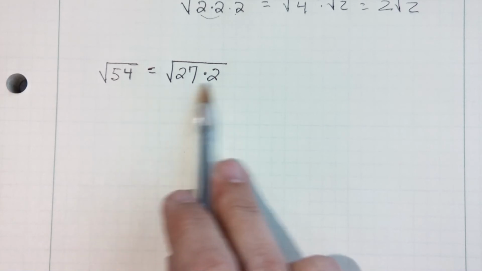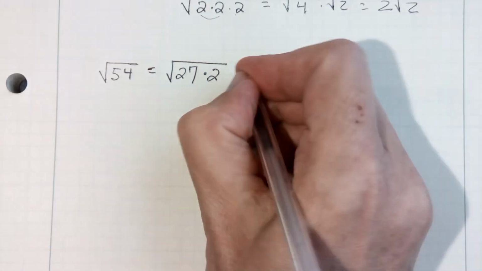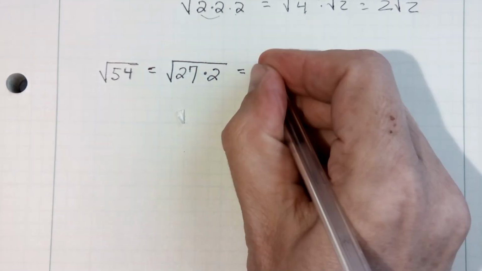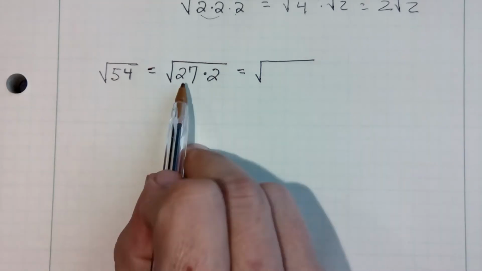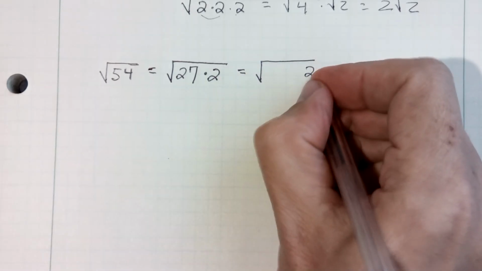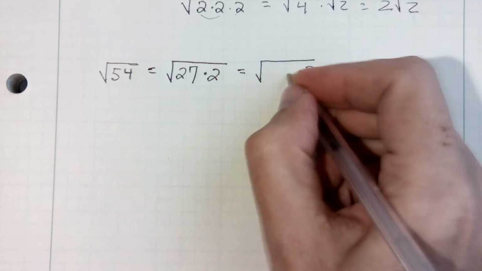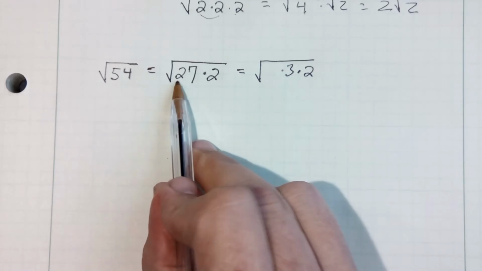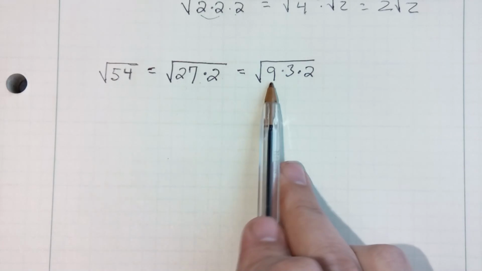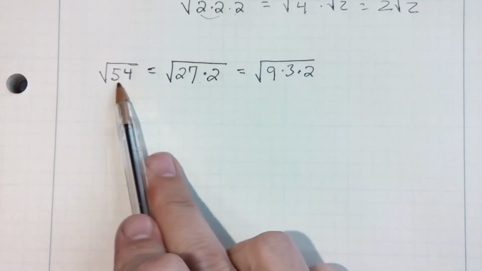But neither of these are perfect squares. So again, I break the 27 down further. I should realize it's divisible by 3. So I'm going to have that 2, and I'm going to have a 3 now. And then what's 27 divided by 3? It's 9. So 9 times 3 times 2 should give me 54.